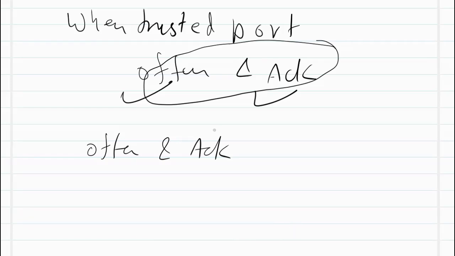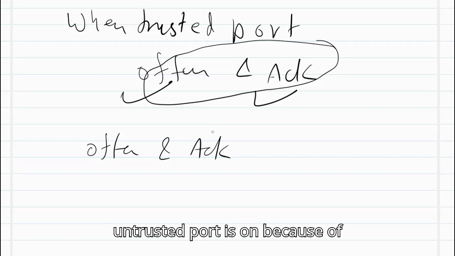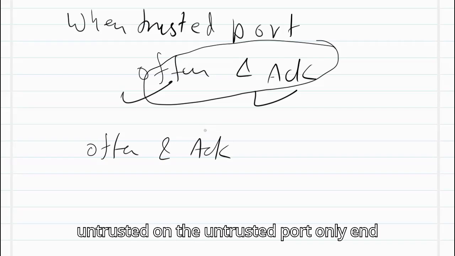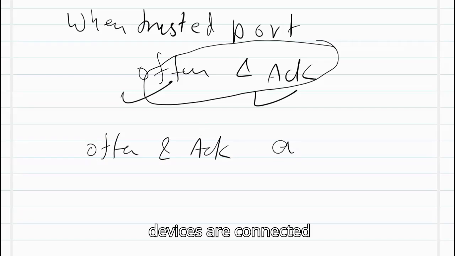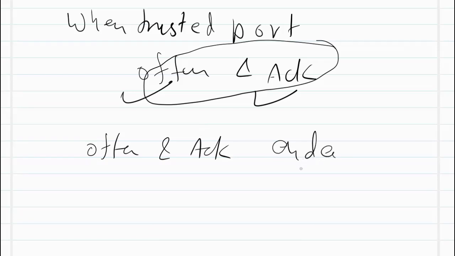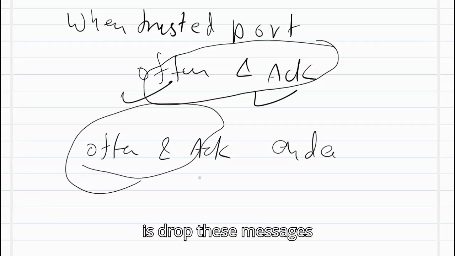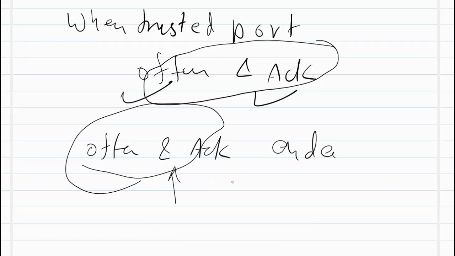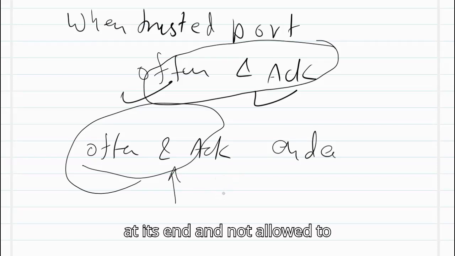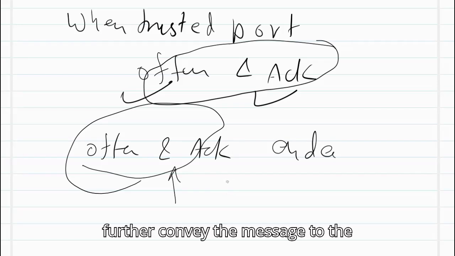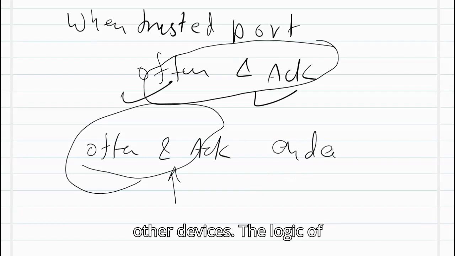Because on the untrusted port, only end devices can be connected. So due to this, the switch port drops these messages at its end and does not allow them to be conveyed further to the other devices.